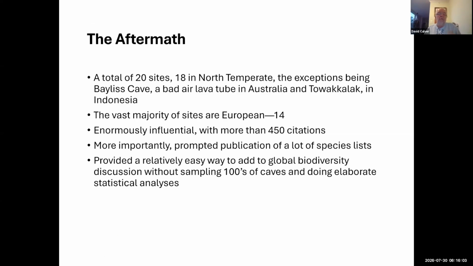So this is just to repeat this. The vast majority of sites were European. And I would say that neither Boris nor I thought that this was going to be a particularly important paper. We published it in the Journal of Cave and Karst Studies, which is a fine journal, but if you think you've got something really important, you probably put it someplace where more people read it.